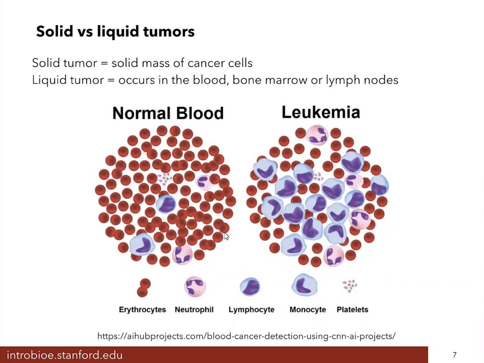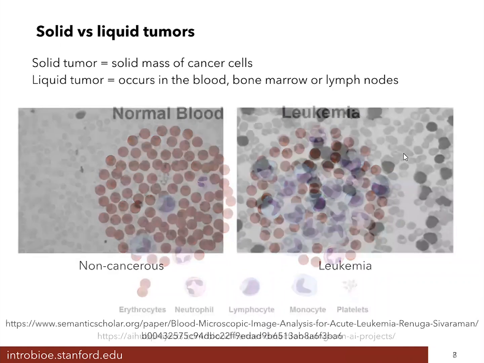So in this case, on the slide, you're seeing an example of leukemia, where these white blood cells are replicating and taking over the blood. Essentially, you're getting too many of them, and that is what a liquid tumor is. And it's different from a solid tumor in that it is in circulation throughout your body all the time.